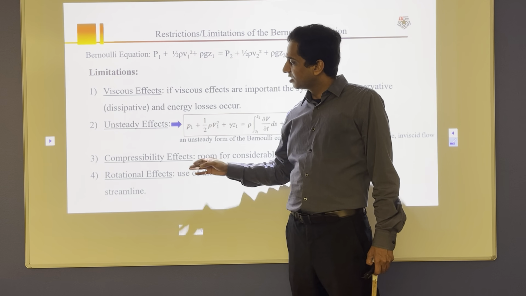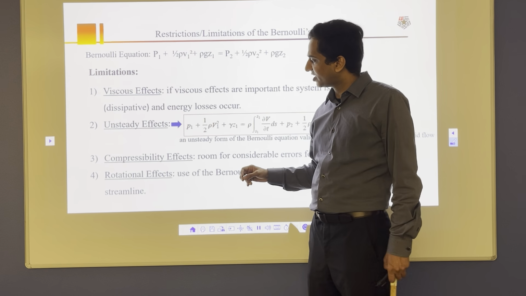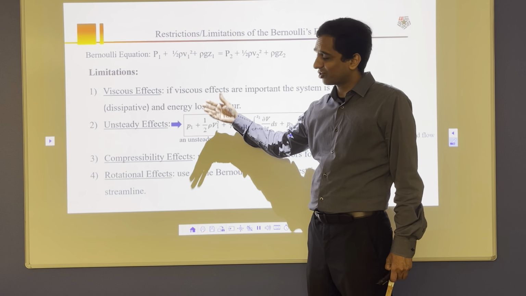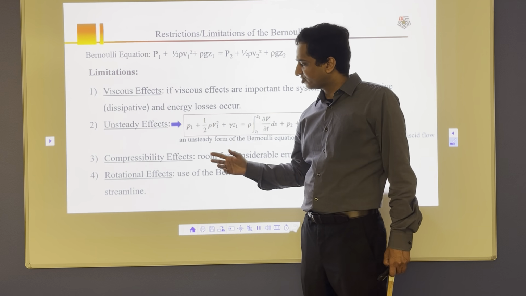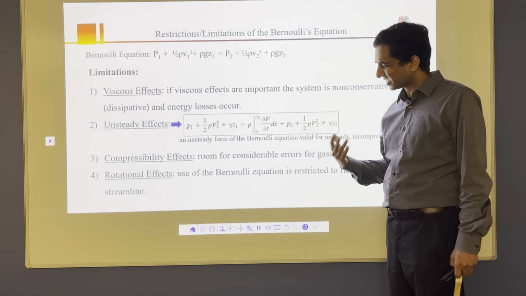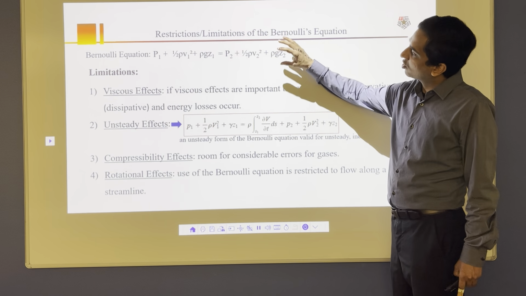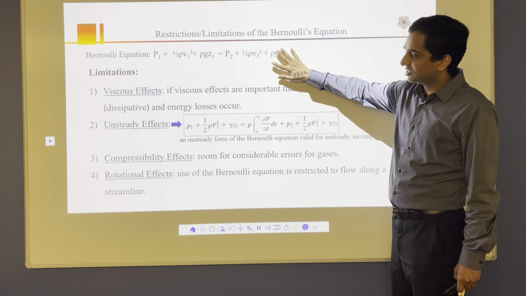So here, if you have a large change in densities, if it is compressible, then you have to modify the equation. This is the original form of the equation, you have to modify it. And then rotational effects, if you are going to have rotational currents, if you are going to have a hydraulic jump, a whole lot of turbulence, again you have to modify the equation. So these are the limitations of the original form of Bernoulli's equation.